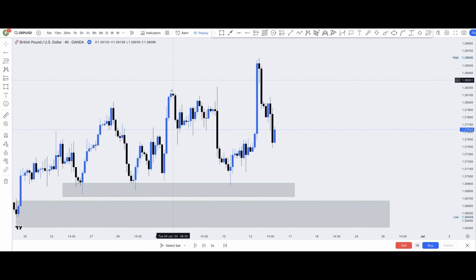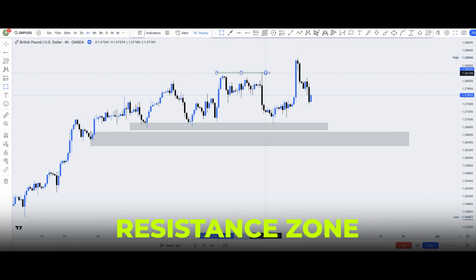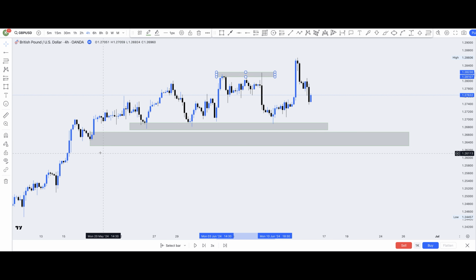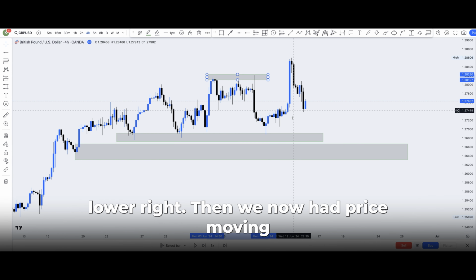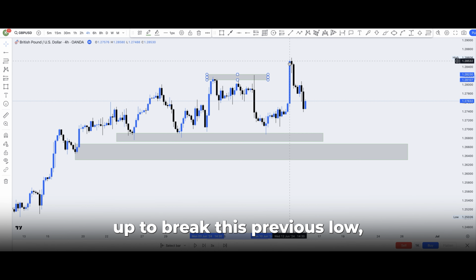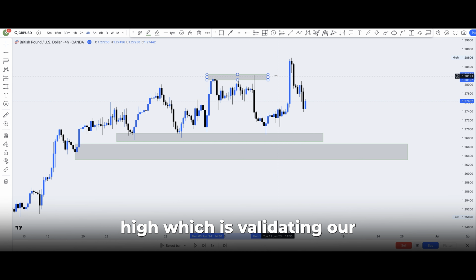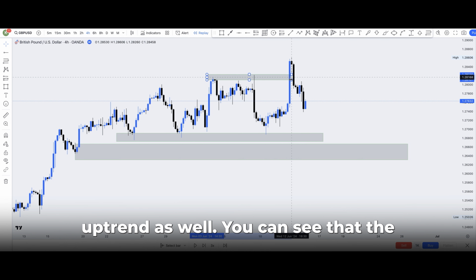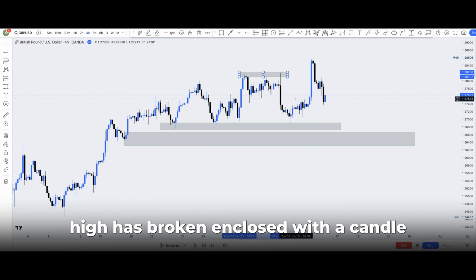Now look at something here. Right at this point also, we had our resistance zone here, which pushed price down, but was not able to break the previous low. Then we had price moving up to break this previous high, which is validating our uptrend as well. You can see that the high has broken and closed with a candle body.